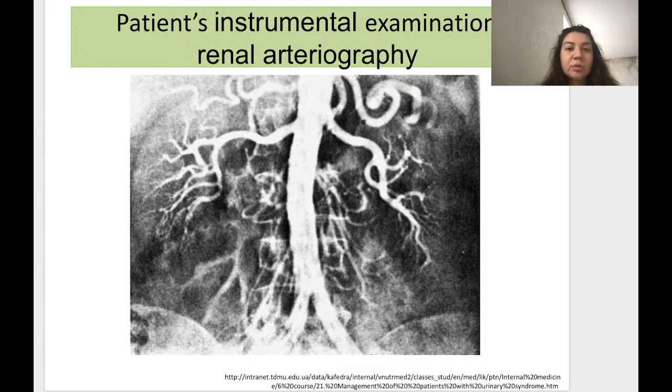Here is a picture with renal arteriography. It is an X-ray method when we inject IV contrast. And here you see, by the contrast, visualization of the abdominal aorta and renal arteries. And here it is a good view of renal artery stenosis. You see it is on both sides but more significant on the right side.